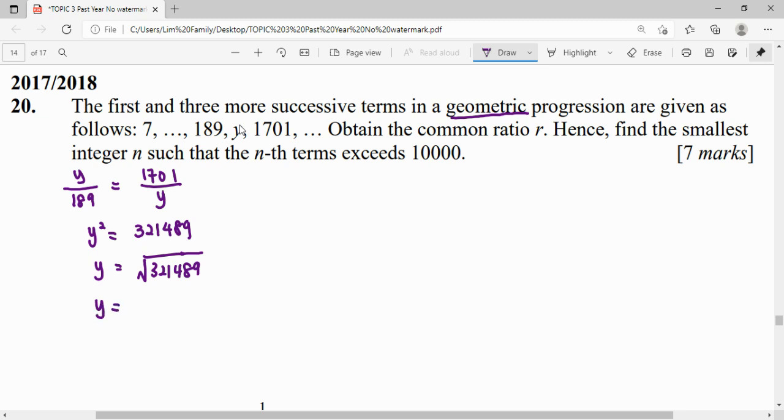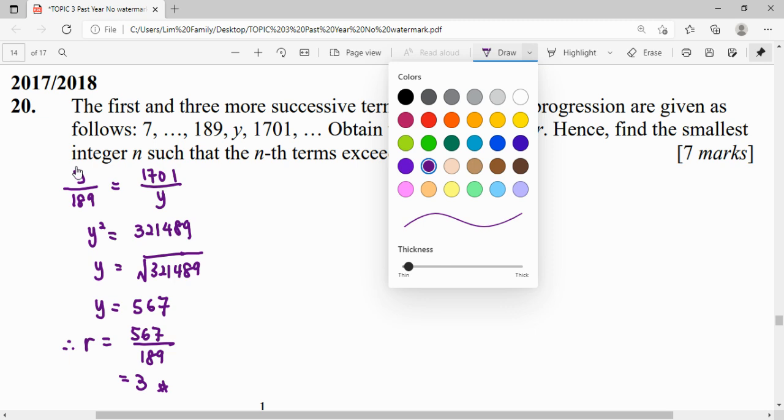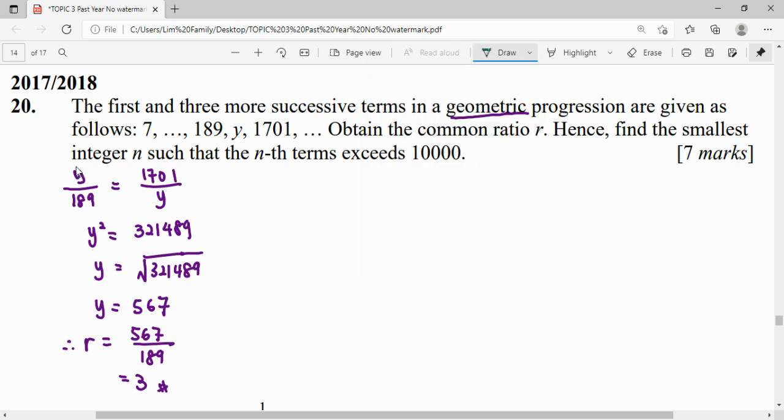So therefore, our y will be the square root of that, so our y will be equal to 567. Therefore, in order to find our common ratio, we substitute our y inside, which is 567 divided by 189, which is 3. Hence we will use the information we have just now.